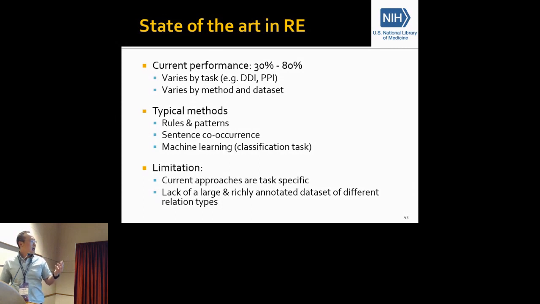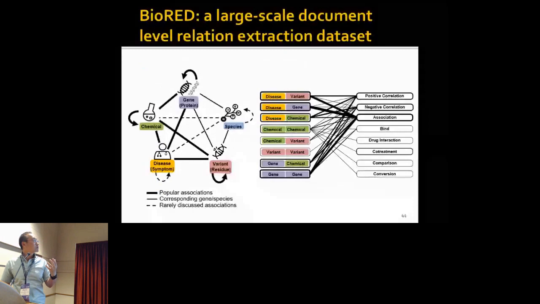And most of the relation extraction methods, unfortunately, can do well with machine learning on one particular task, such as protein-protein interaction or drug-drug interaction, but it's not really generalizable to another, different relation type. So that motivated us to create a new corpus that we recently did, to contain more than just one relation type. We call this BioRed, a rich large-scale document-level relation extraction data set, which focuses on 5 different entity types.